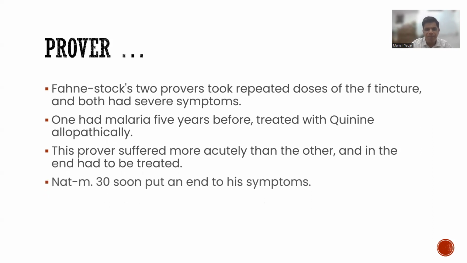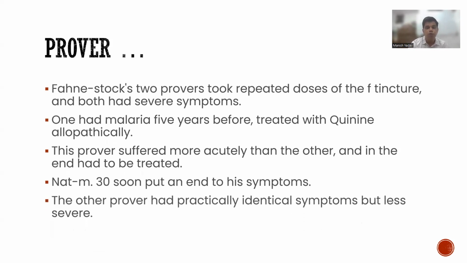And which was the remedy? The remedy was Natrum muriaticum, which relaxed his symptoms. The other prover had practically identical symptoms but less severe. Why less severe? He also got malarial-like fever and chills, but he had fewer symptoms. Why? Because in his disposition there was no suffering of malaria in the past. The first prover suffered from malaria in the past, hence it got excessively aggravated. And of course, when you get a lot of aggravation with some remedy, you can take the totality and help them with another remedy.